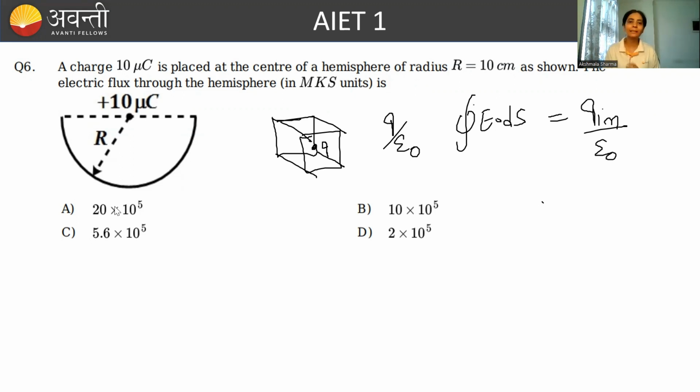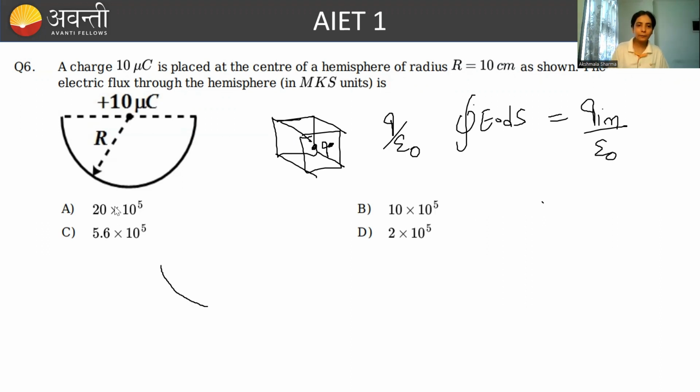Because our charge is at the center. If our charge were even slightly away from the center, some distance right or some distance left, then we couldn't have used the first thing, right? But if charge is at the center, we can use that.